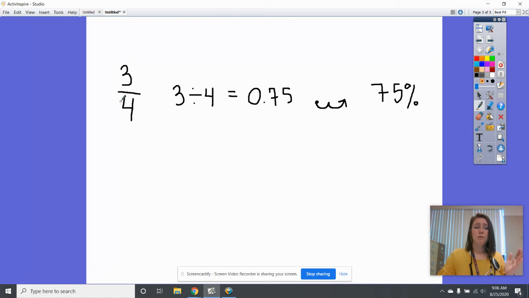Now, to get this direction, fraction to decimal to percent, is pretty easy. All you have to do is divide and then move a decimal. To get back from a percent to a fraction, it's a little bit trickier.